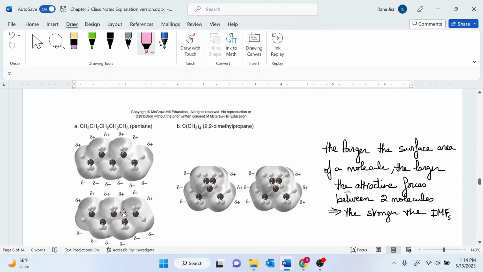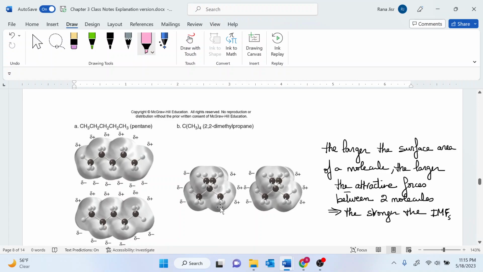These two are nonpolar molecules. When they come close to each other, so that they won't repel each other, they create a temporary dipole due to their electron density. As you can see, the electron density is spread over a larger surface area here, so the interaction will be stronger. If I have a chain that has no branches coming off it, the interaction is going to be stronger because the surface area of the molecule is larger.